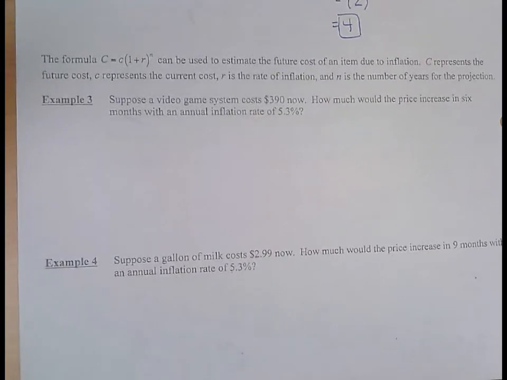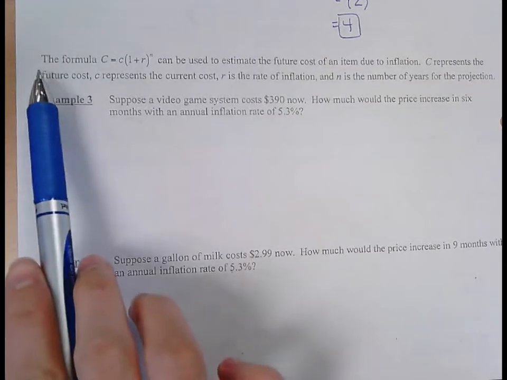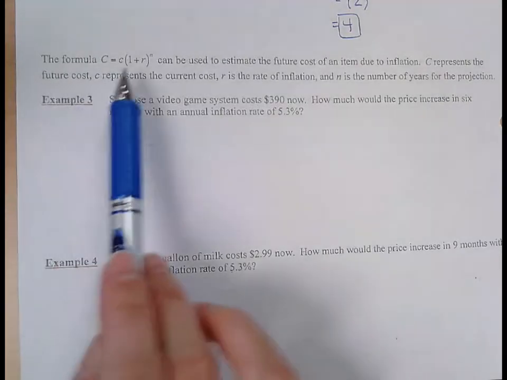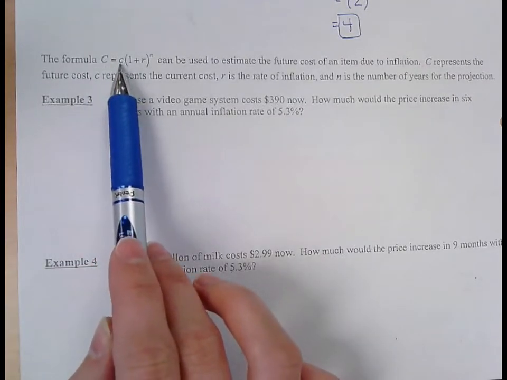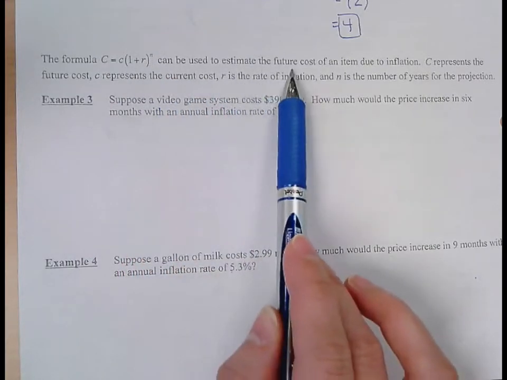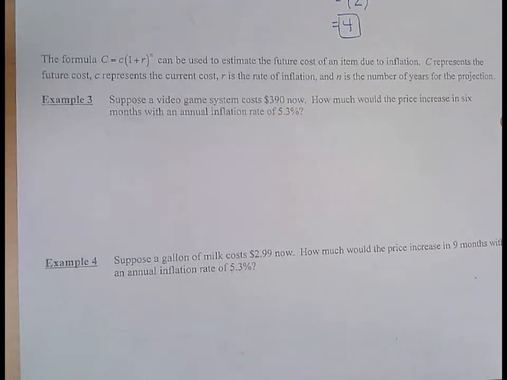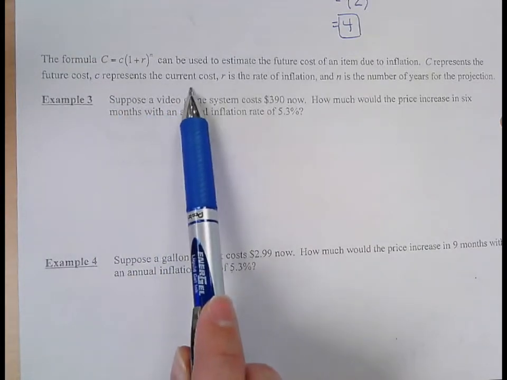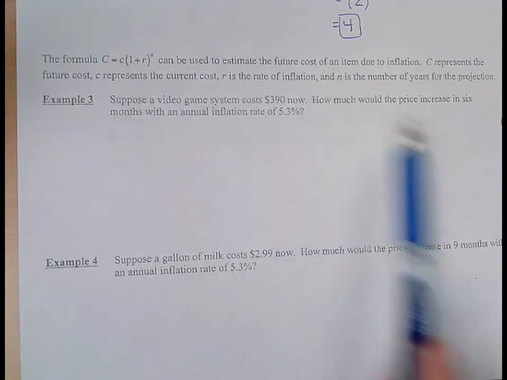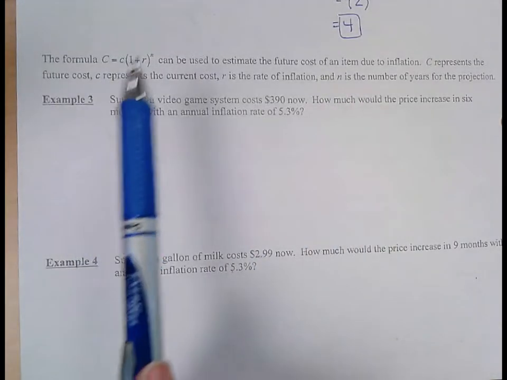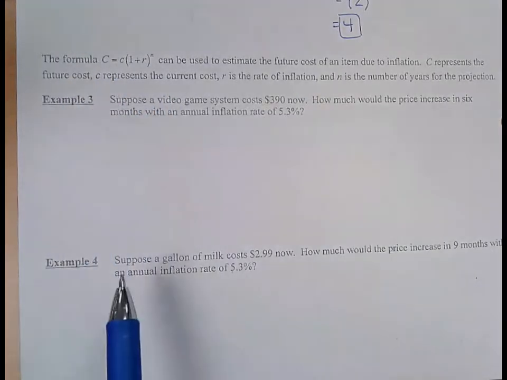The last set of examples, and some of you are working ahead, which is fine. Just double check that you have the right answers. You need the formula given above. It's not a formula that you have to memorize. But it says the formula capital C equals lowercase c times the quantity 1 plus r to the power of n can be used to estimate the future cost of an item due to inflation. Capital C represents the future cost, lowercase c represents the current cost, r is the rate of inflation, and n is the number of years for the projection. So then you're using this formula in both examples 3 and 4.